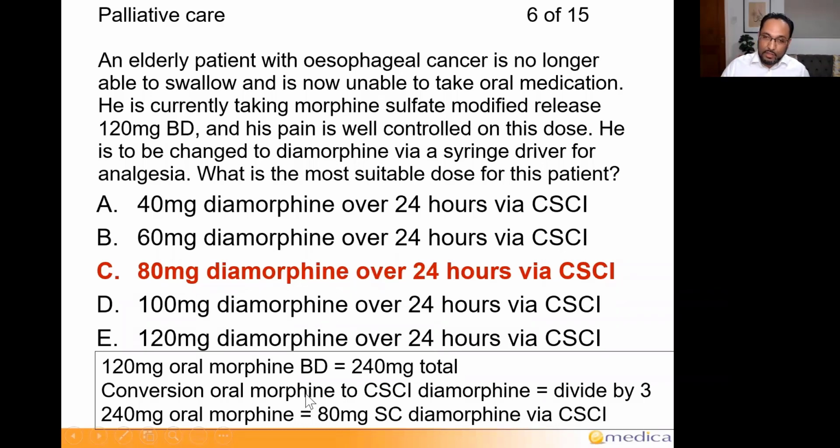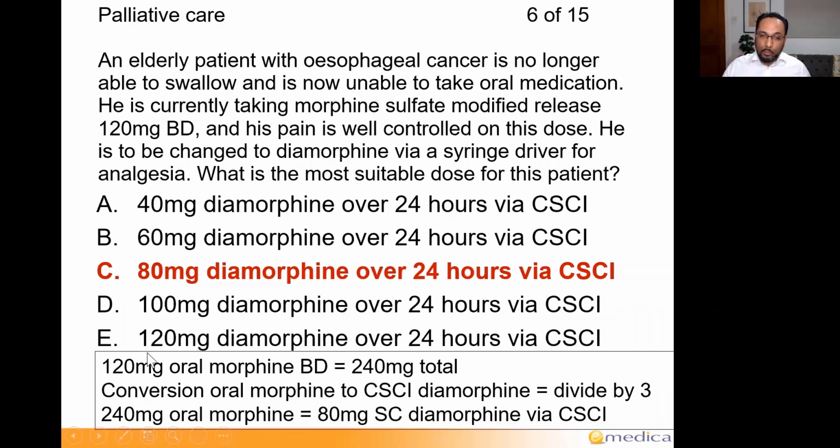So to convert from oral morphine to diamorphine in a syringe driver, it's really simple. You just divide by three. So their total morphine is 240. 240 divided by three is 80. So you'd give them 80 milligrams of diamorphine over 24 hours.